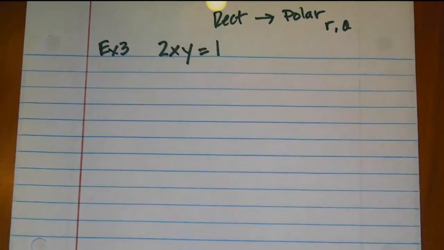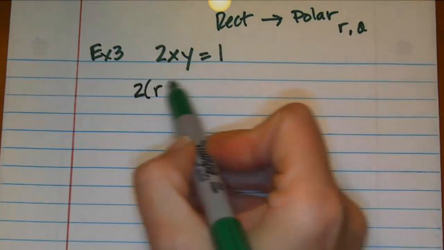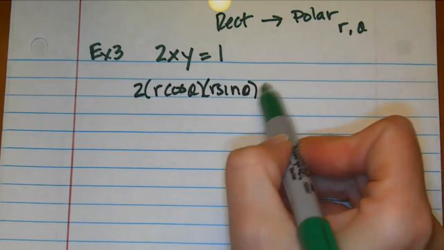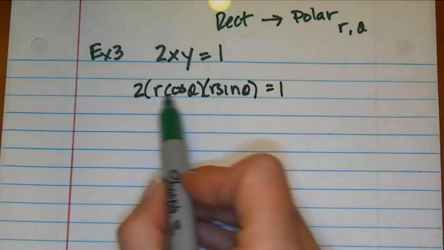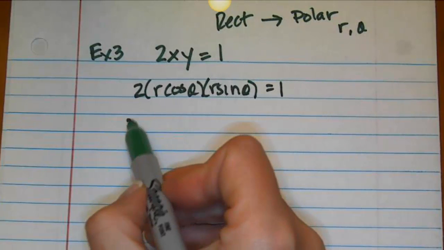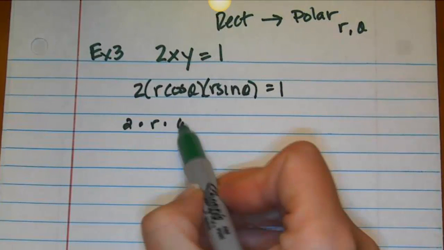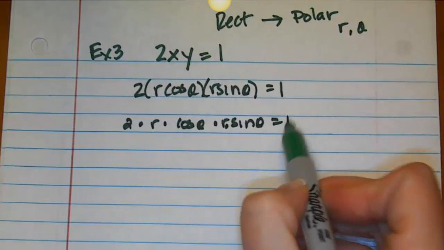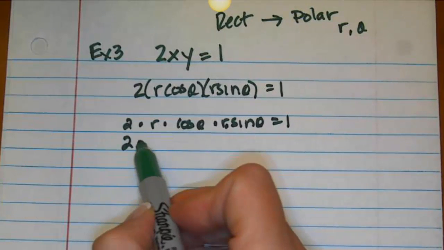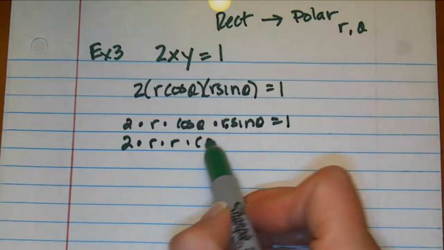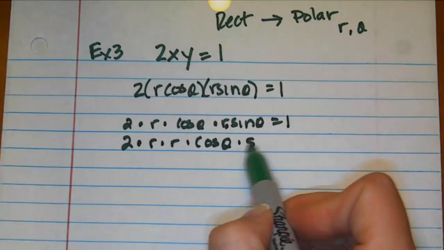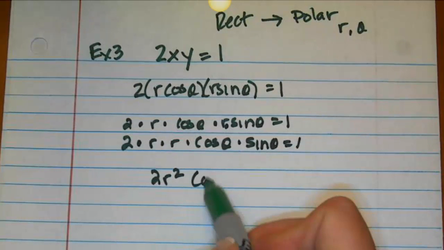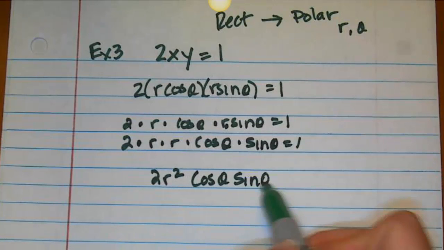So I'm going to take the 2 and multiply it by r cosine theta times r sine theta, and that's going to equal 1. Now, you wouldn't have to write this on your paper, but this is just 2 times r times cosine theta times r times sine theta equals 1. And I can rearrange my terms to be 2 times r times cosine theta times sine theta equals 1, so that I would yield 2r squared cosine theta sine theta equals 1.